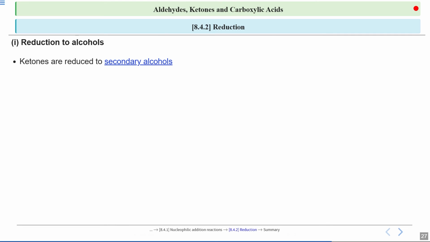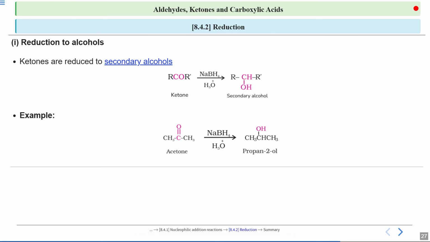Similarly, we can see ketones are reduced to secondary alcohols. If you see over here, you have a ketone. When you treat it with NaBH4, which is a mild reducing agent, you get a secondary alcohol because the carbon to which the OH group is attached is further connected by two carbons. So it is a secondary alcohol.